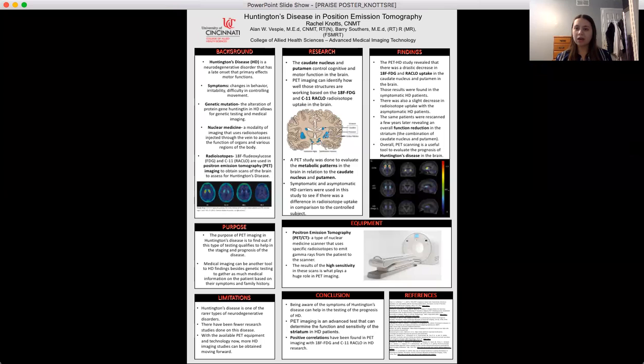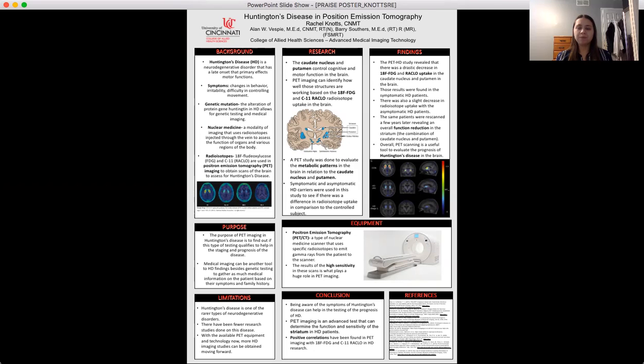To give you a little background on Huntington's disease, this disease is a neurodegenerative disease that has a late onset and it primarily affects motor functions. It does take a psychological toll on the body since it breaks down all the muscles in the body. There are lots of symptoms, but the main ones include changes in behavior, irritability, some mood swings too, and also very much a difficulty in controlling movement. That is the key one.